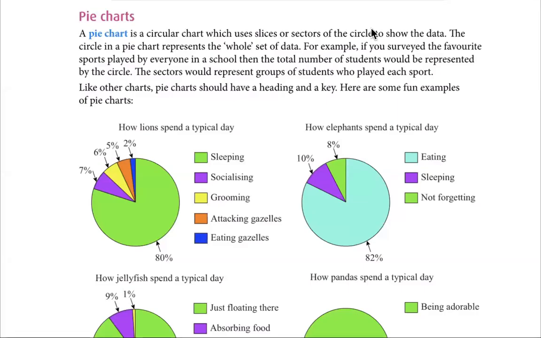Right. We are going to look at pie chart. So pie chart is a circular chart. What it meant by circular means that it is drawn in a circle. So each of it looks like a pie. That's why we call it a pie chart.